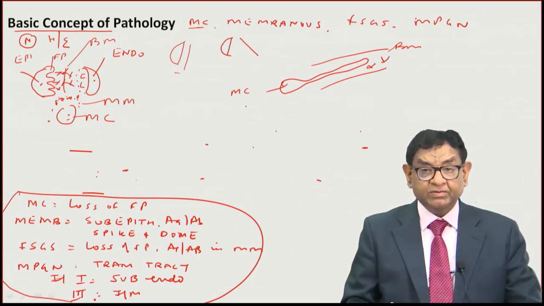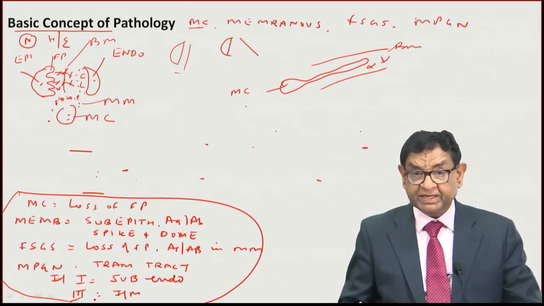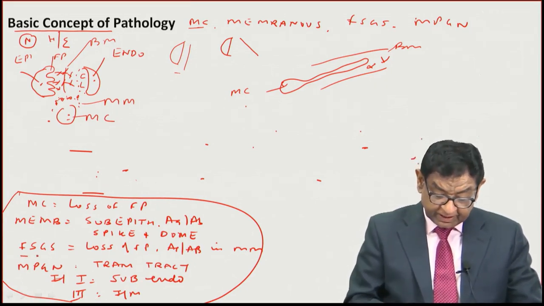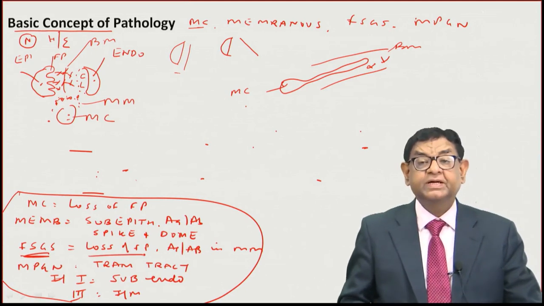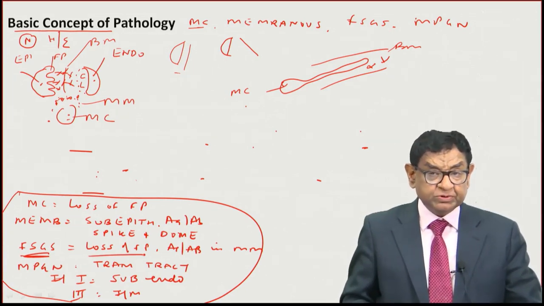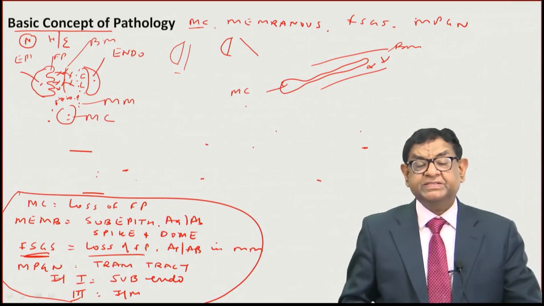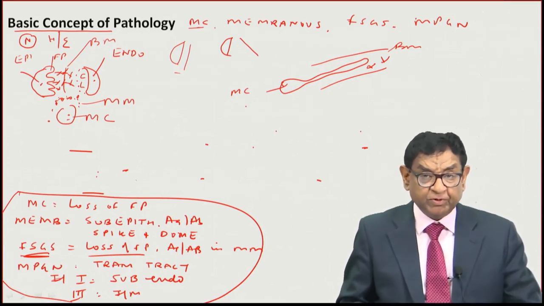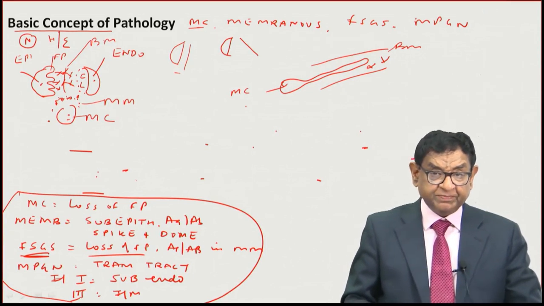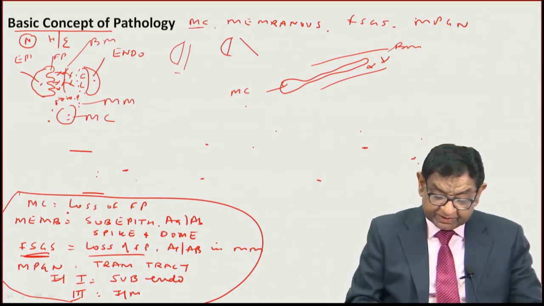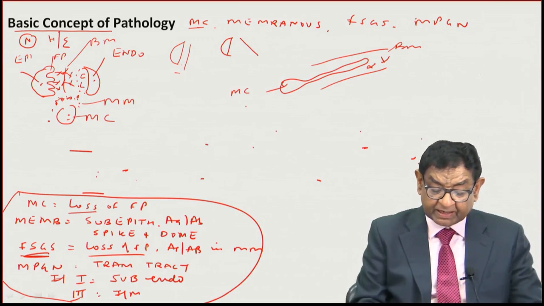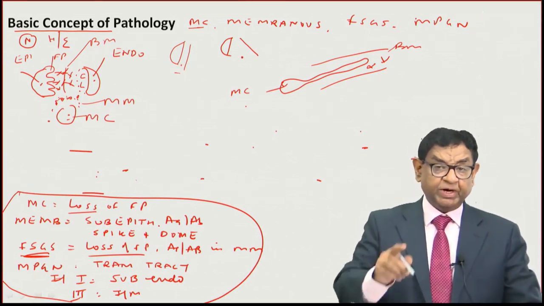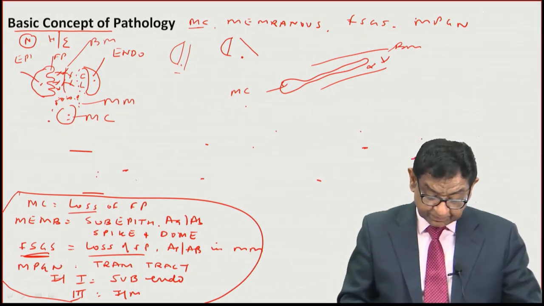First of all, loss of foot process occurs in minimal change, but most students are not aware that loss of foot process occurs in FSGS also. Many authorities say that minimal change and FSGS are a continuation of the same pathology. That's why loss of foot process is occurring in both conditions. But the only difference is that it does not get detached from the basement membrane. Point to be noted very carefully.